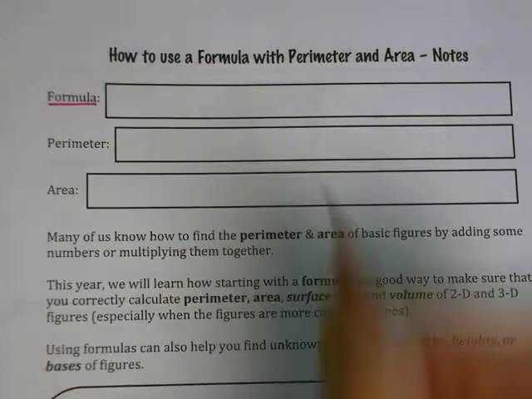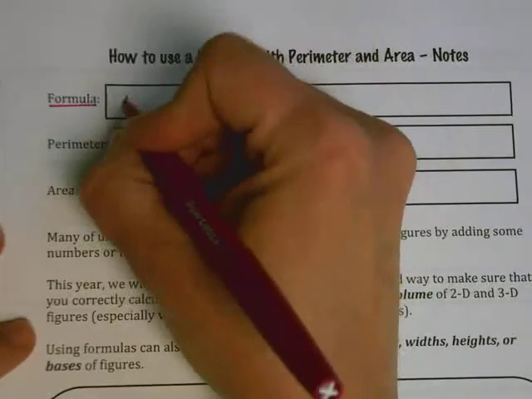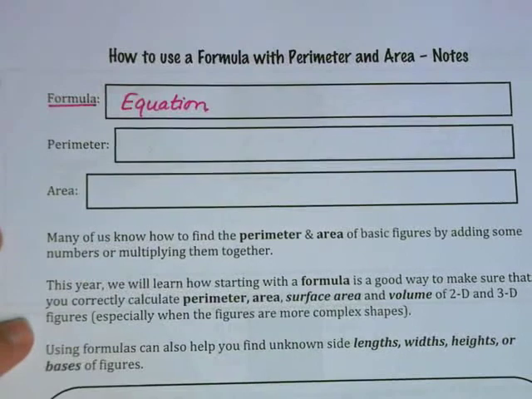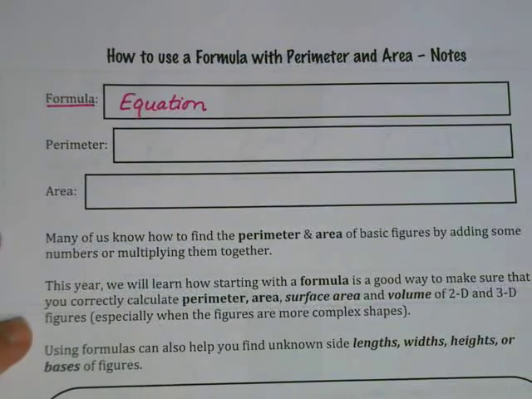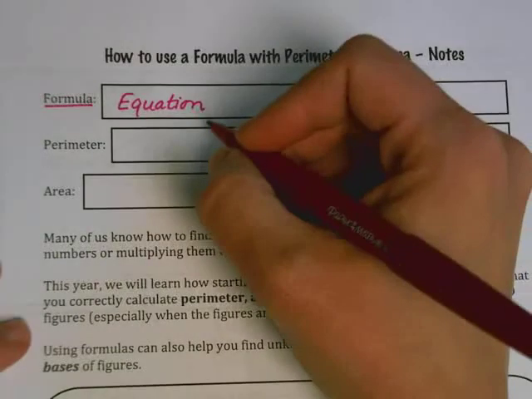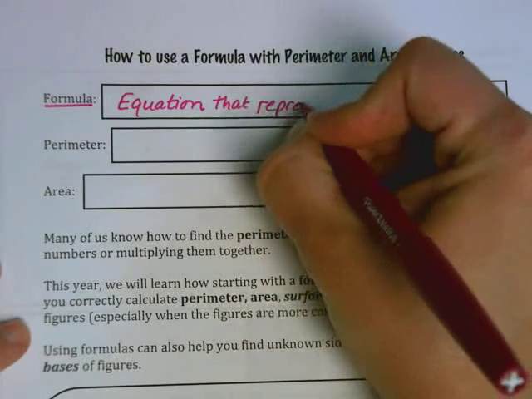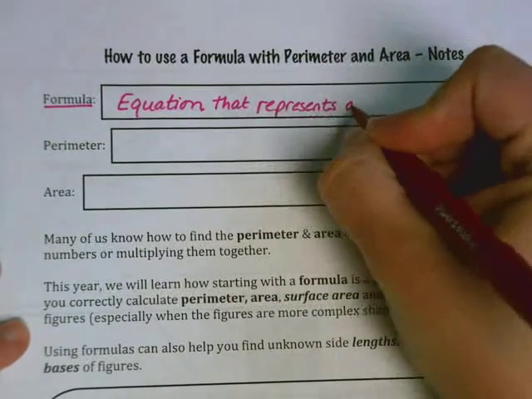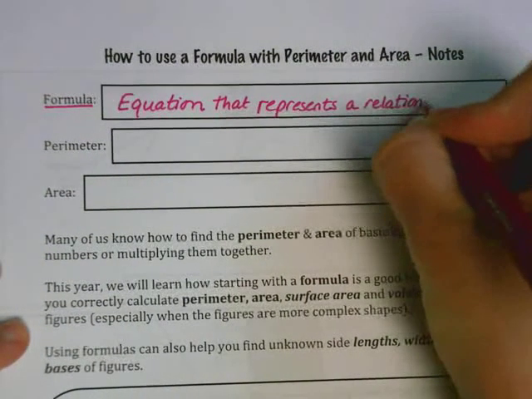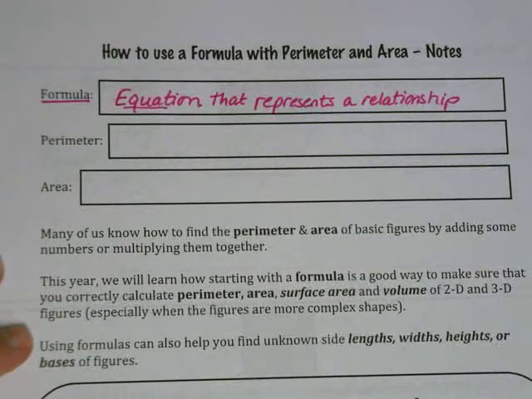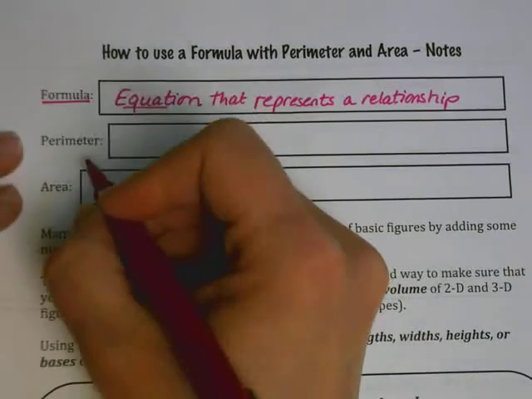Let's just look at maybe a definition for ourselves for a formula. It's really important that we know that a formula is an actual equation. It's going to have an equal sign, and all that formula does is it gives a relationship between different parts of what we're looking at. So it's an equation that represents maybe a relationship. It tells us how things are related to each other. But the big thing is that it's going to be an equation. It's going to have an equal sign in it. And we're going to start today with these notes with perimeter and area.